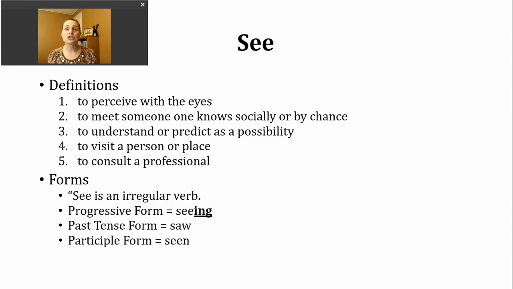Another thing you should know is that "see" is an irregular verb. To make the progressive tense, we're going to add "ing" to form "seeing." The past tense form of this verb has a completely different spelling. It's pronounced "saw." The participle form of this verb is pronounced "seen."